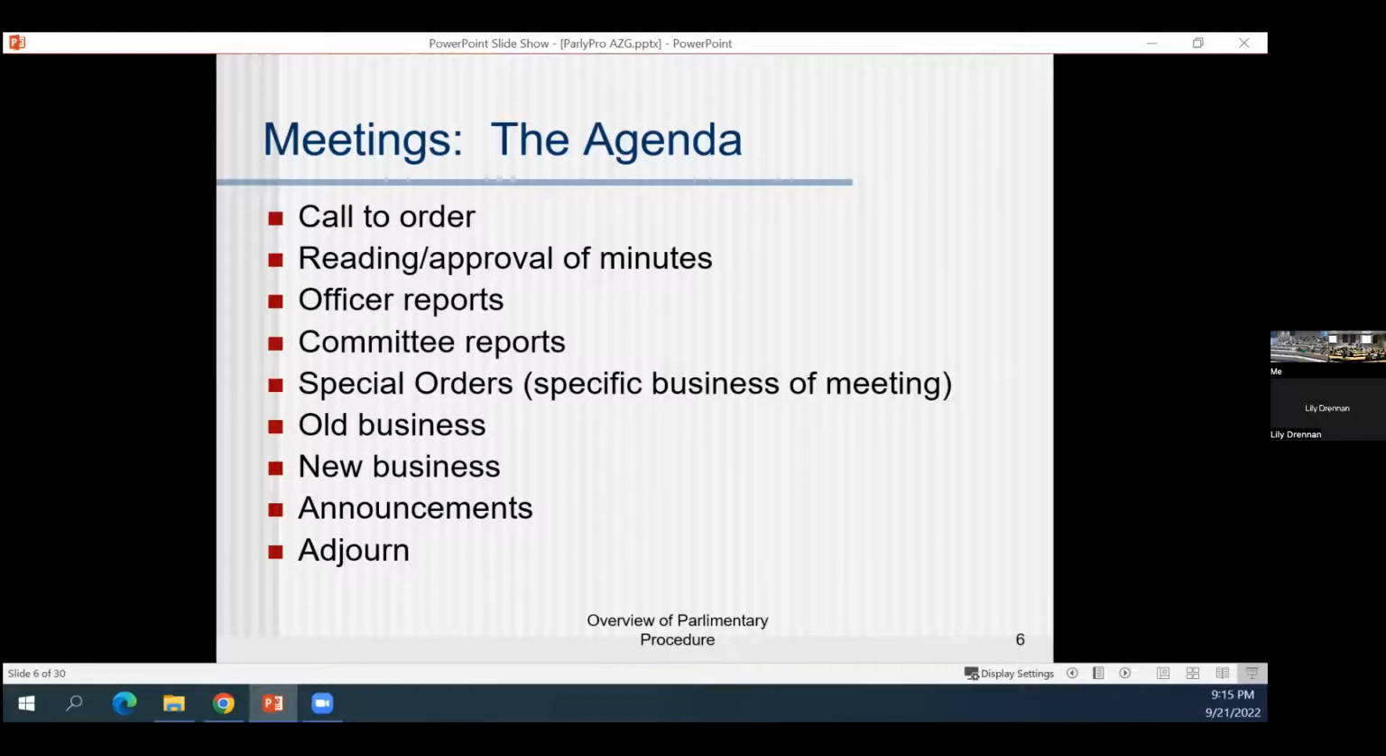So officer reports, committee reports, special orders, which would be special things that are on the agenda for that meeting only. That's a pretty rare occurrence. Old business: anything that you started discussing at the last meeting that you need to finish and vote on. Again, for normal fraternity functions, that doesn't happen very often. There's usually just new business that comes up, you discuss it, you vote on it, you're done with it.